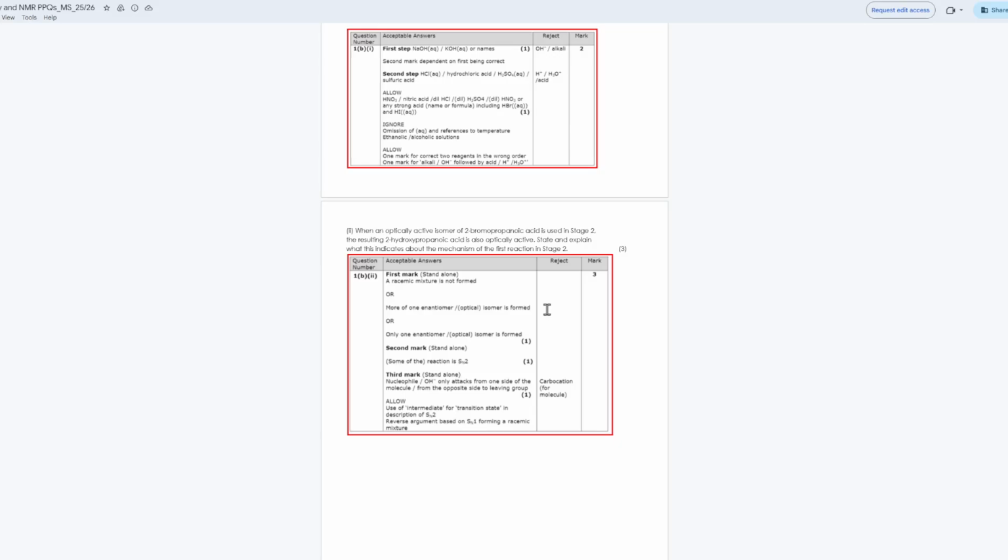When an optically active isomer of 2-bromopropanoic acid is used in stage 2, the resulting... yeah, I've read this, so that's just the question. First mark, assuming a mixture is not formed. Okay, direction is SN2, so that's 1 mark there. I can see mark point 2. Third mark, only attacks from one side of the molecule, from the opposite side to the leaving group.